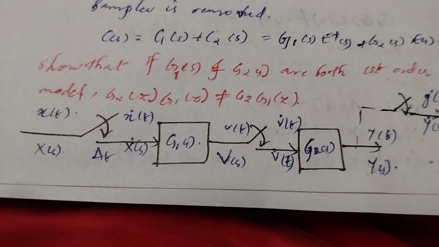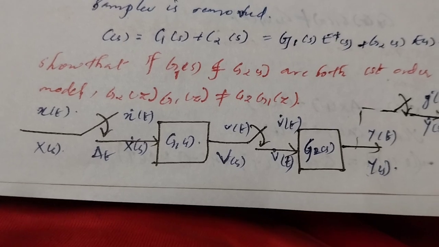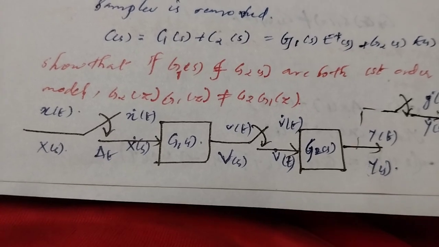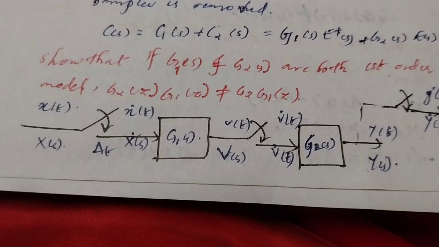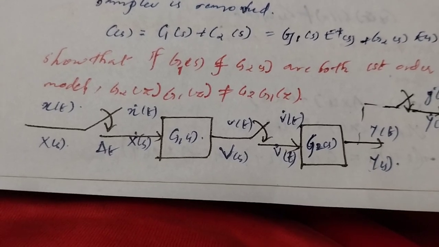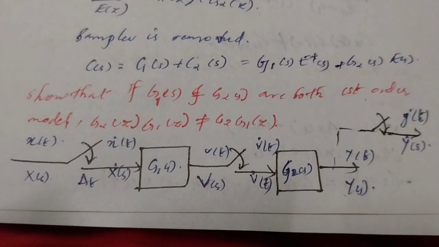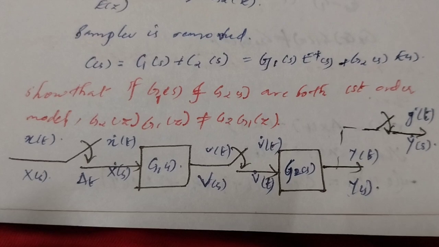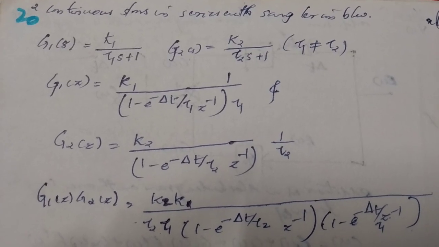Show that if G1(s) and G2(s) are both first order models, G2(z) G1(z) is not equal to G2 G1(z). Continuous systems in series.